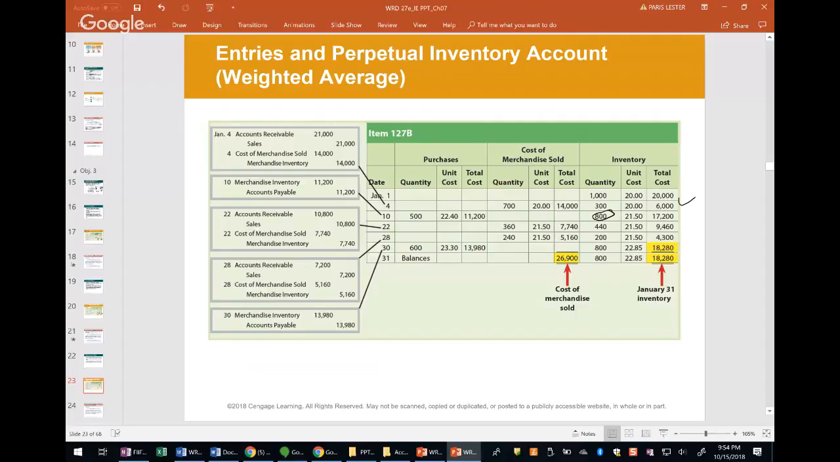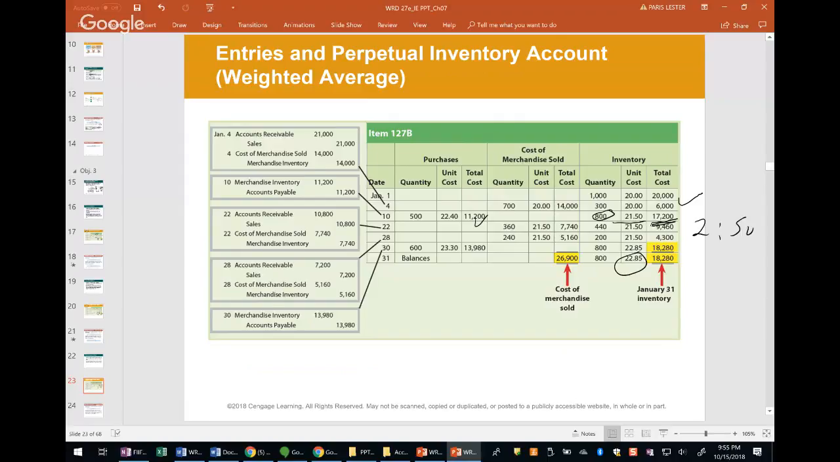We've got to take this 6,000 and add it on to this 11,200. So that will give us 17,200. Divided by 800 units gives us the 21.50. You've got to take the average every time you have a purchase, not when you have a sale. Take the average every time you have a purchase. So we got the average inventory cost here of $22.85.